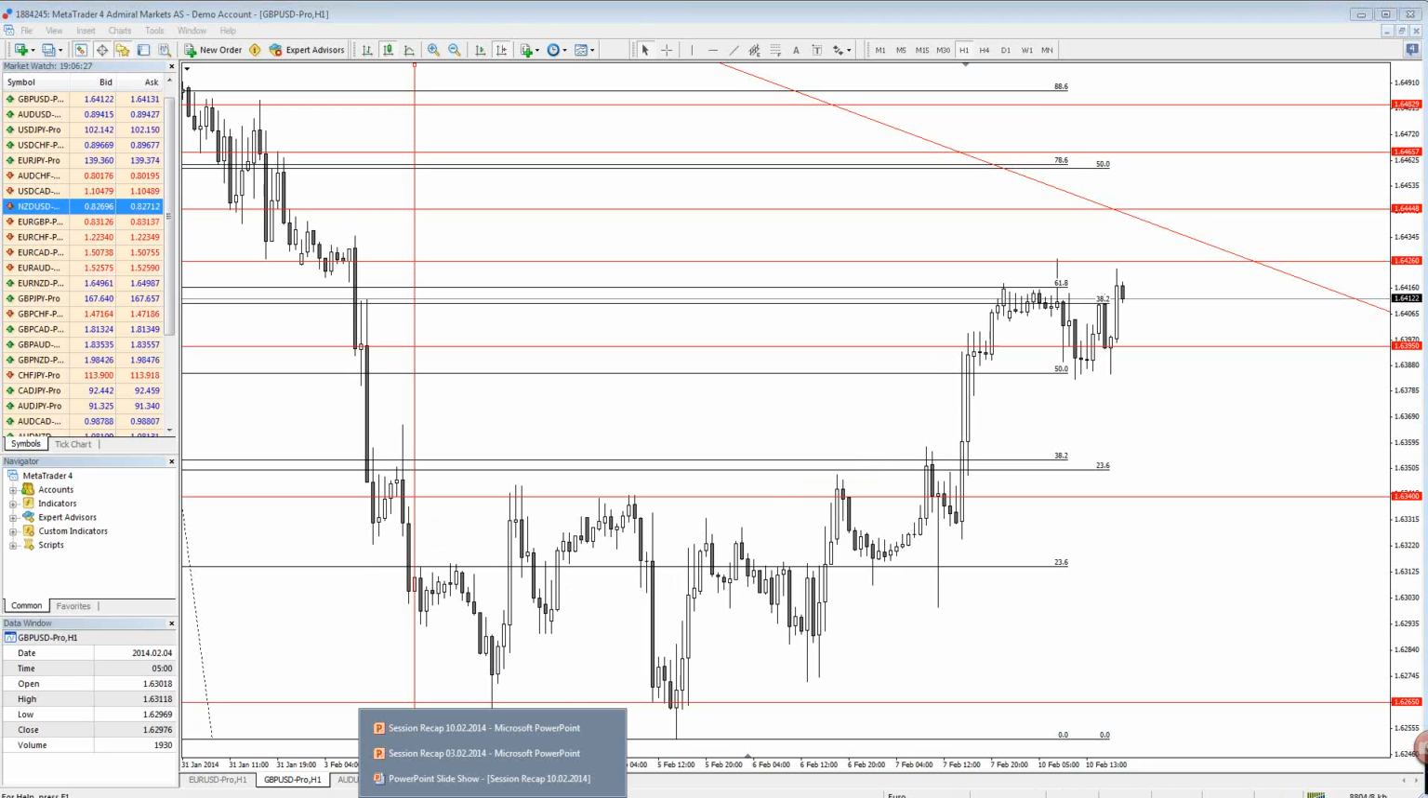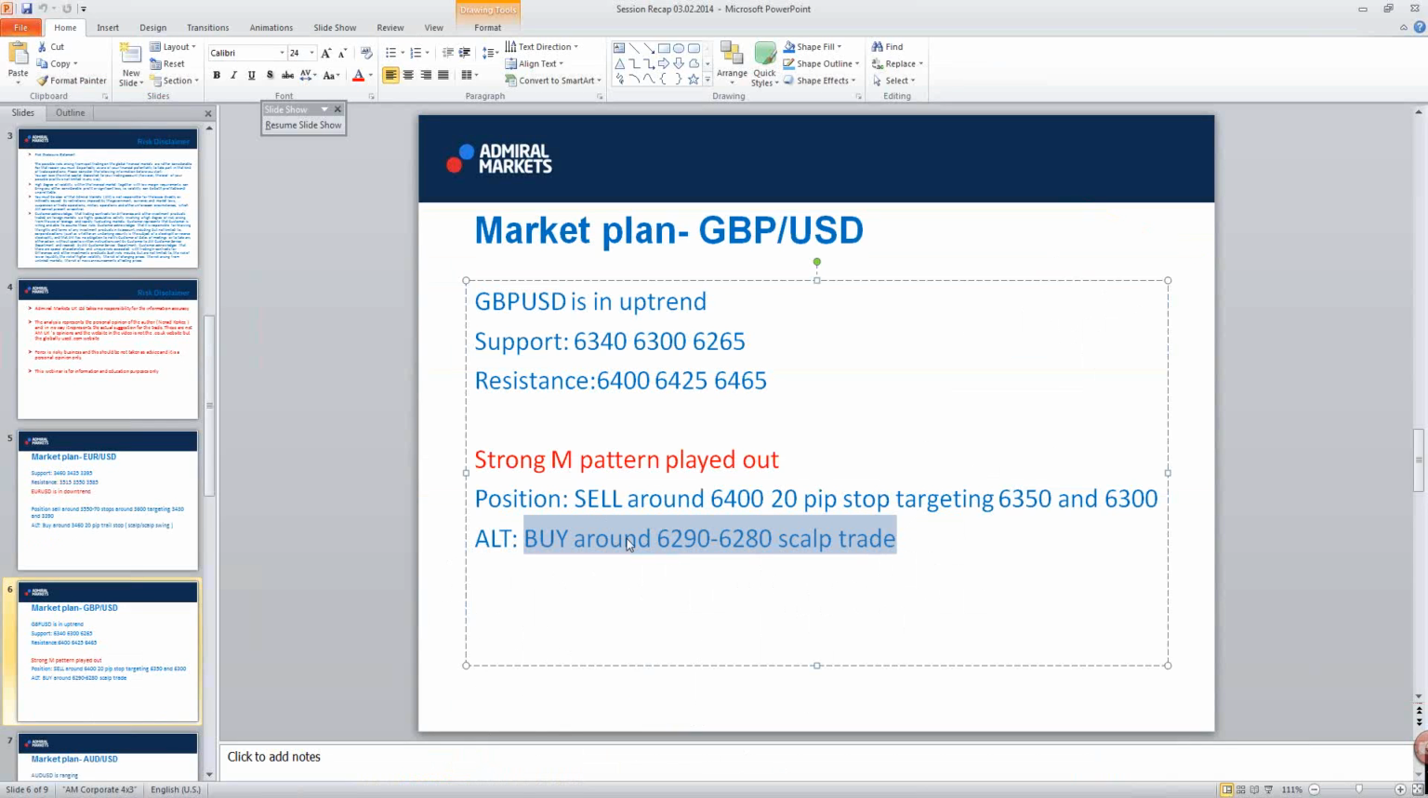Now, usually, as I say, these setups are valid for today, tomorrow, and possibly the day after tomorrow.